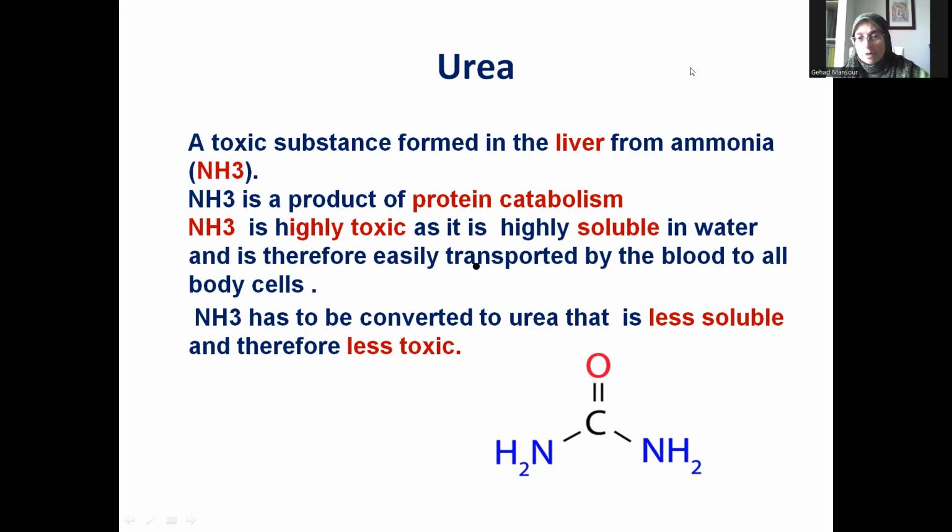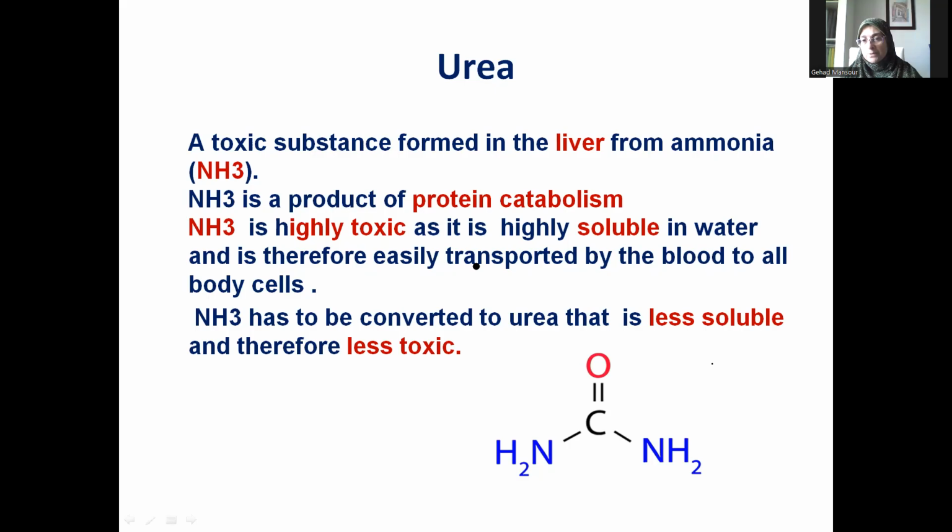So you have to write the 3 points. It is less soluble in the water of plasma, therefore less accessible to the cells, or less capable of being distributed on the body cells, and therefore it is considered less toxic. So urea is less toxic than ammonia.